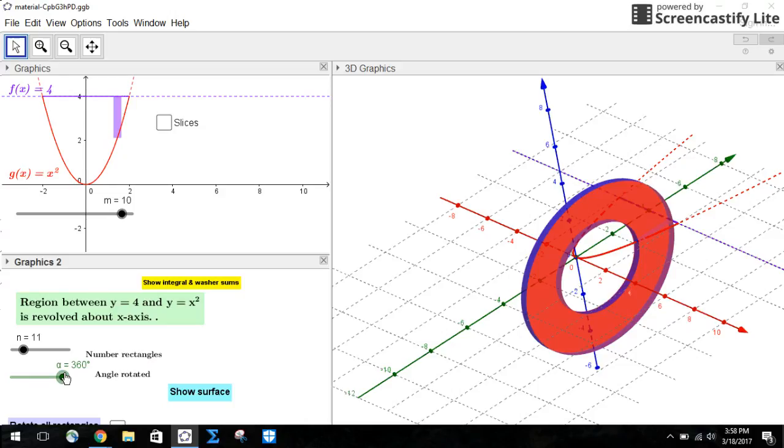That's called a washer. The next video, which will be posted, like I said, either later today or tomorrow, we'll talk about the formula for that washer.